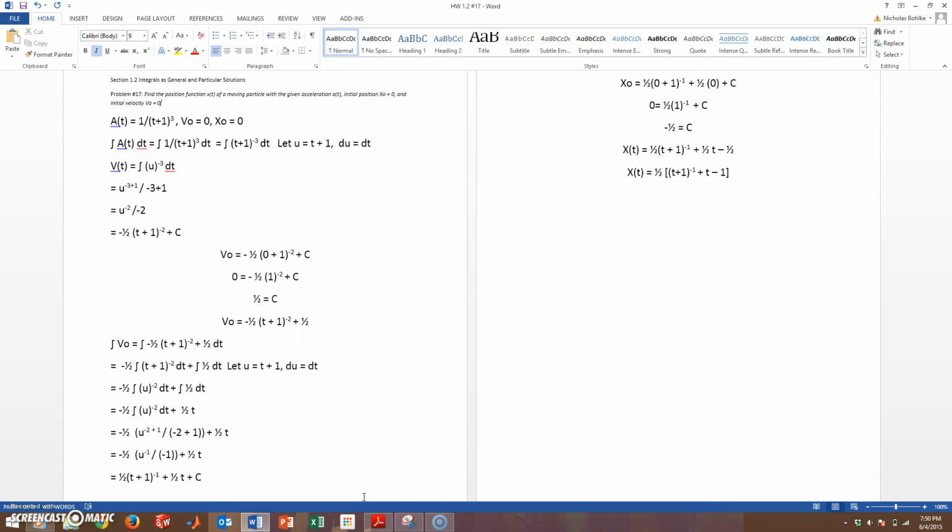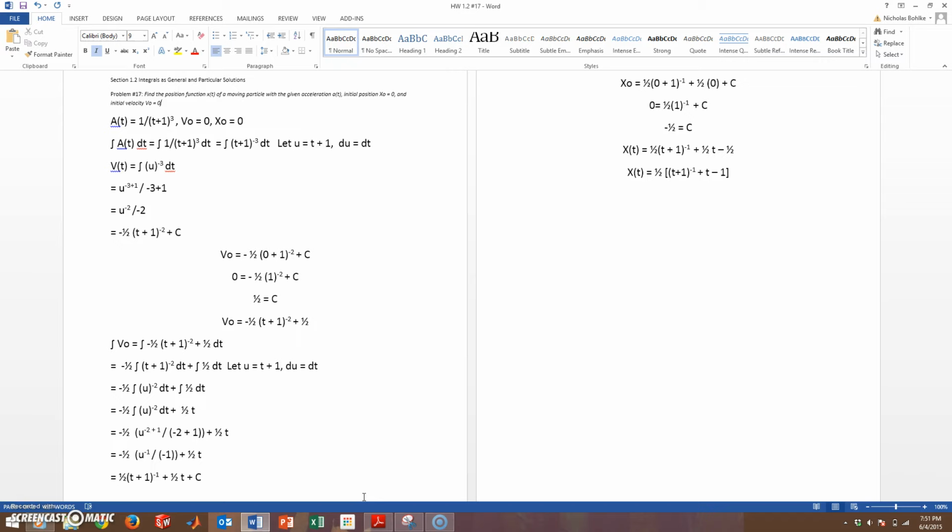Now we're going to substitute v sub 0 equal to 0 into that equation. So we get v sub 0 equals negative 1/2 times 0 plus 1 to the negative second power plus our constant c, so we can solve for that constant. That gives us 0 equals negative 1/2 times 1 to the negative second plus c. 1 to the negative second is just 1. Now we add 1/2 to both sides, so c equals 1/2. Our final equation for v is negative 1/2 times the quantity t plus 1 to the negative second plus 1/2. So now we have our velocity function.